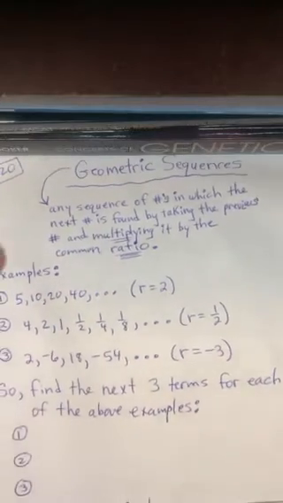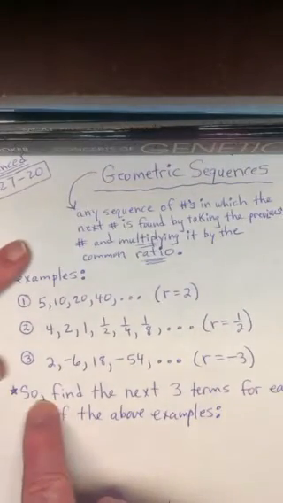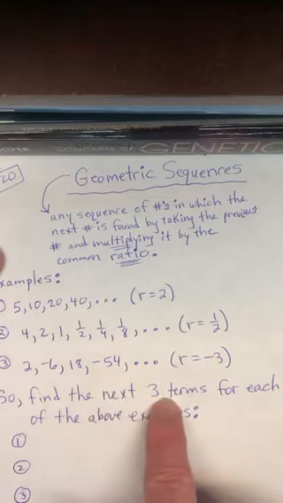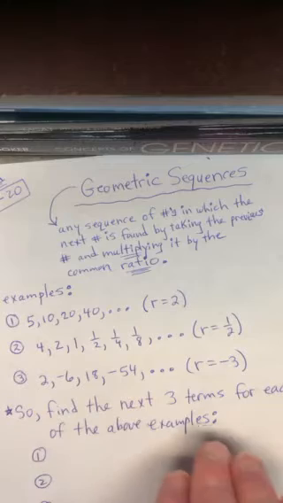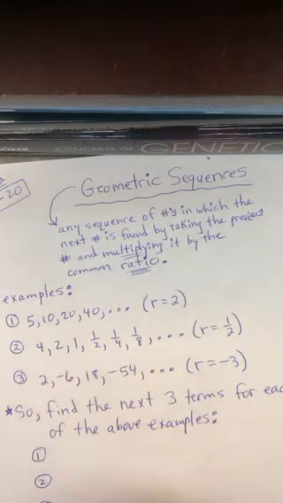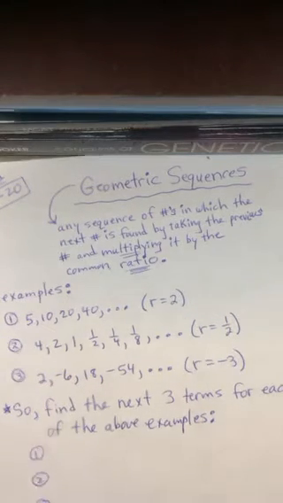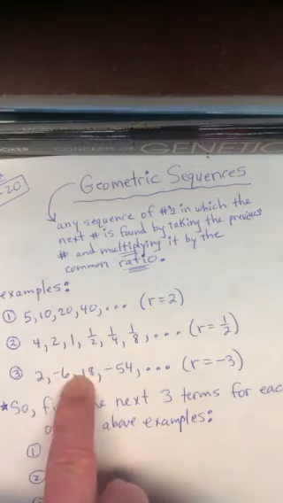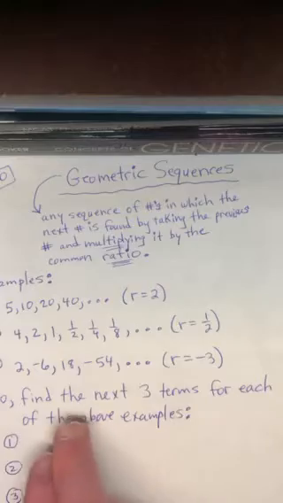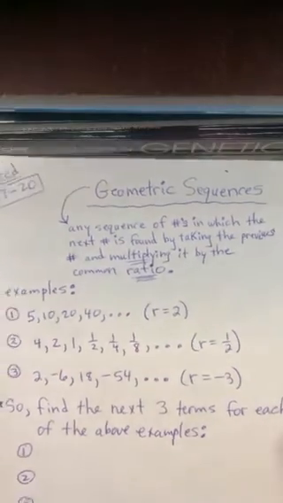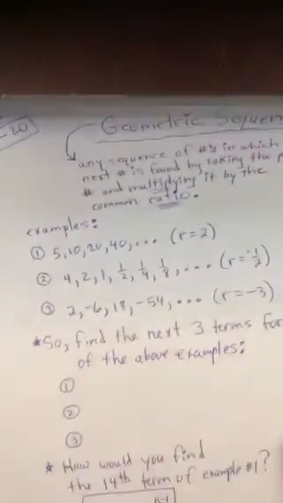So on your paper, put a star and write, let's find the next 3 terms for each of the above examples. You really don't have to write that, but I did to dictate what we're going to do right now. So with those 3 examples written, let's see if we can find the next 3 terms for each of the above examples, just like we did the other day with arithmetic sequences.